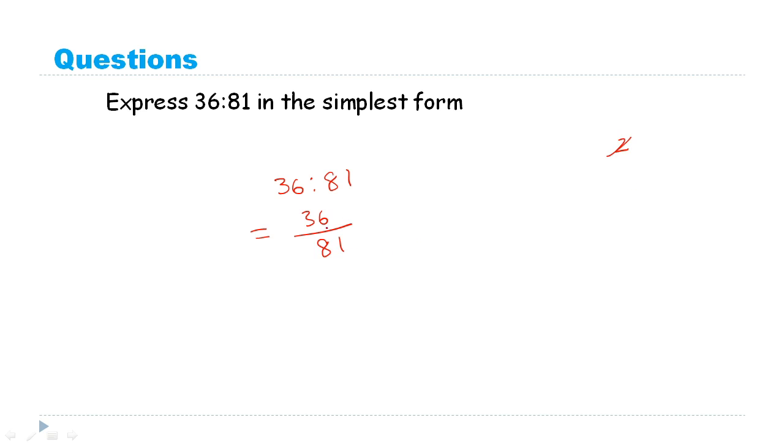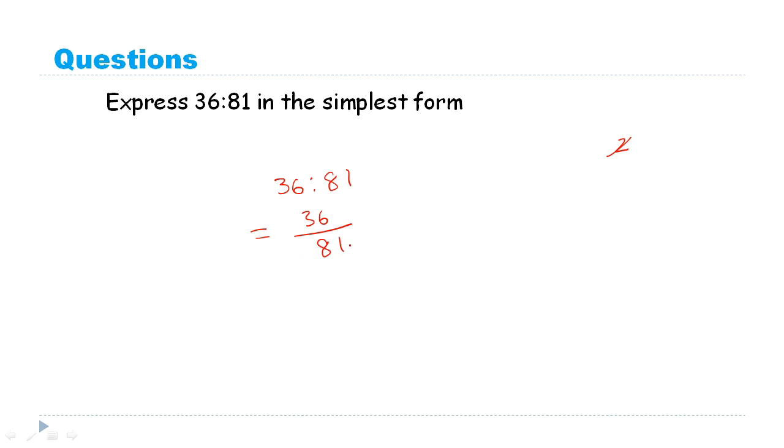And by 3 can we divide? For that, what do you need to check? 3 plus 6 is what? 9. In the divisibility check, to check whether a number is divisible by 3 or not, you just check the sum of the digits. 3 and 6 is 9. By 3 can you divide 9? Yes, of course we can. So that means this 36 will be divisible by 3.